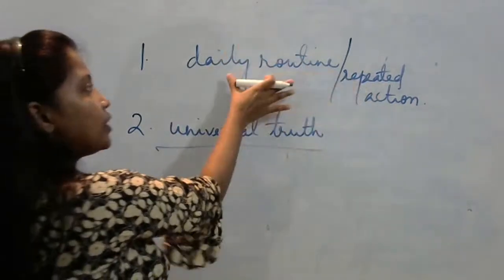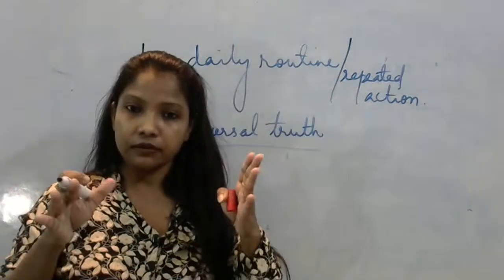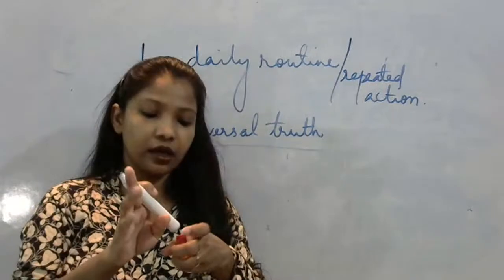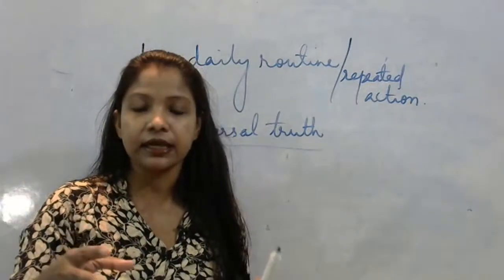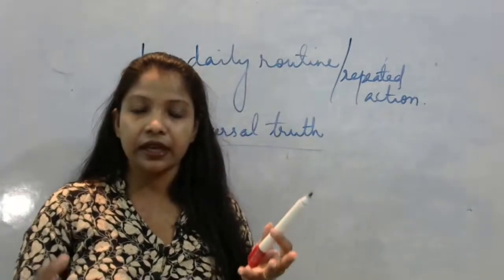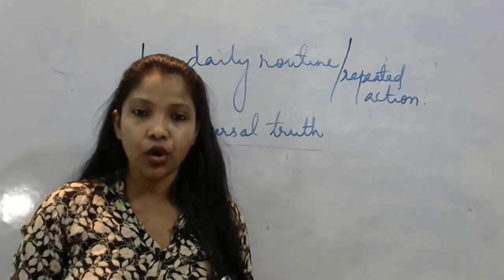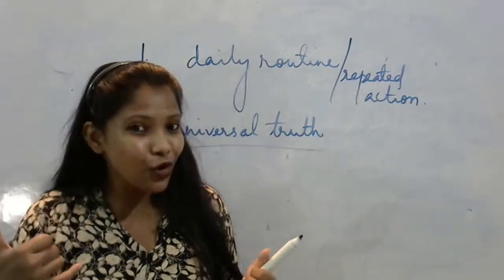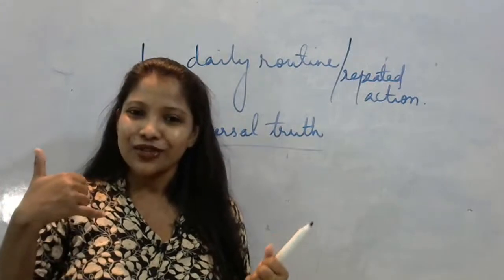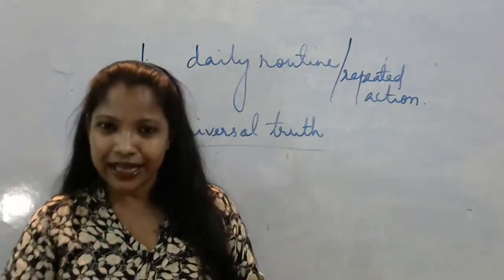Now daily routine जो हम हर दिन करते हैं, कभी कभी कुछ एक्शंस ऐसी होती हैं जो हम पर्टिकुलर टाइम पे करते हैं, जैसे we go to school at 7, I take my lunch at 2 o'clock, I take a nap at 3 o'clock, I call my friends and talk to them. So these are all daily routine, right?